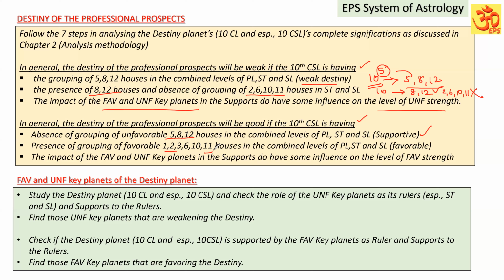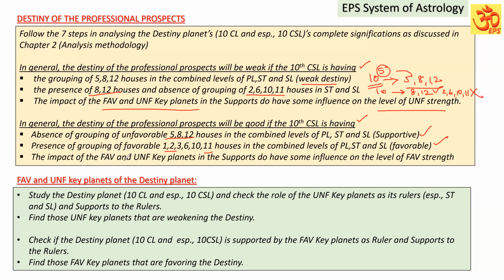Because the 10th sublord in the star of a planet is strongly indicating the 11th house, it is good, it is favorable. So, absence of unfavorable grouping, presence of favorable grouping in the combined levels, planet and star lord and sublord, it is favorable. Absence of unfavorable, making it supportive. Presence of favorable, it is making it favorable. I think you're able to understand.